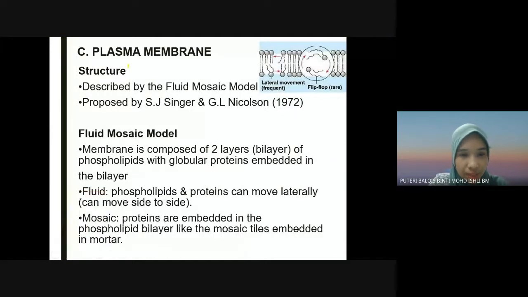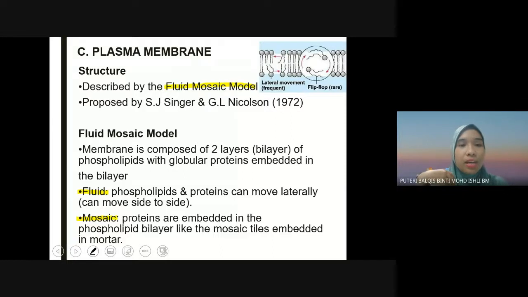Plasma membrane described by fluid mosaic model. Awak kena tahu apa maksudkan dengan fluid. Apa maksud mosaic? Wajib tahu. Soalan tak akan tanya senang-senang. What is the name of the model? Baru stage pertama. Stage kedua, apa maksud fluid, apa maksud mosaic.